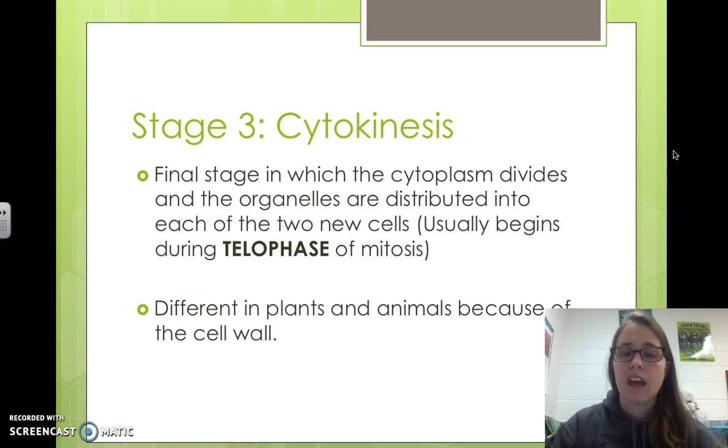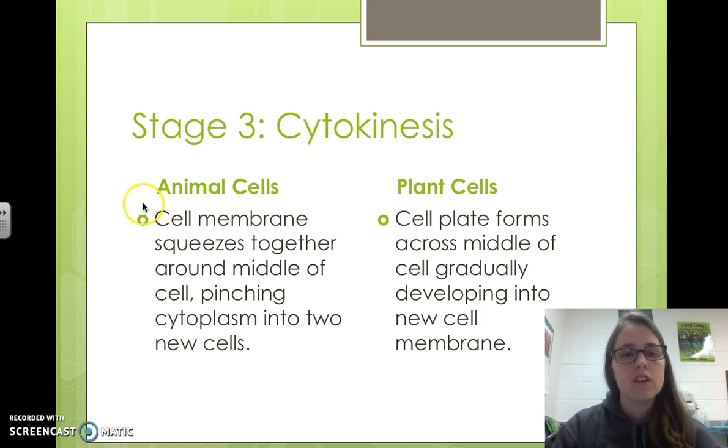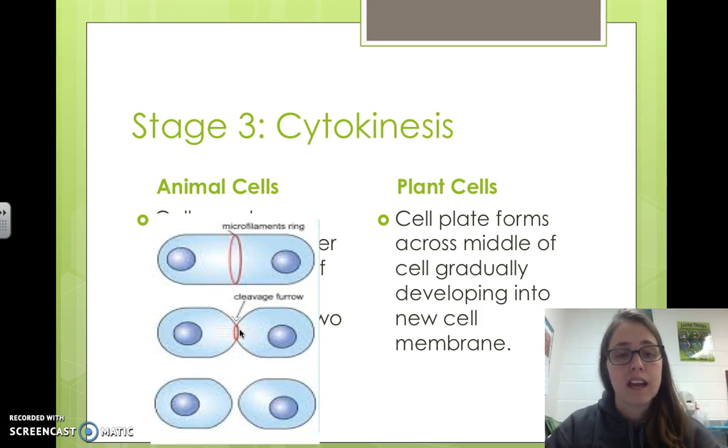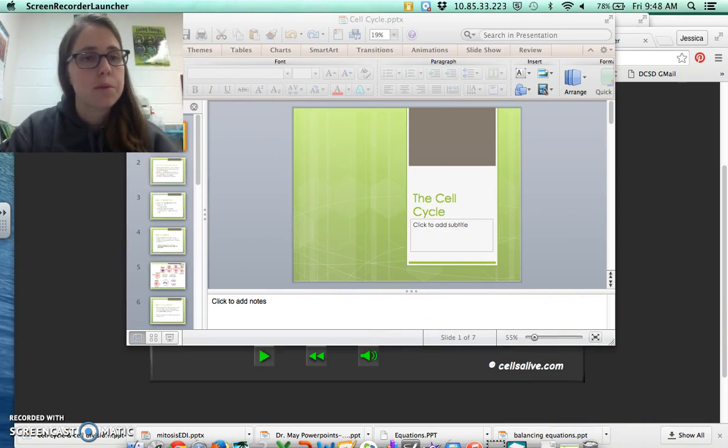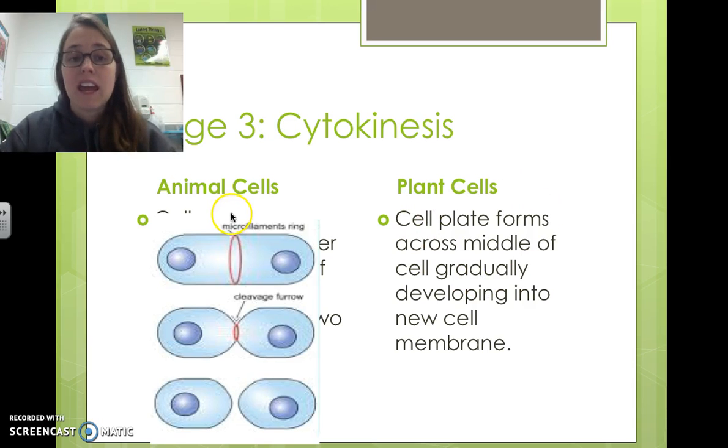Okay? It is different in plants and animals because of the cell wall. In animal cells, the cell membrane squeezes together around the middle of the cell, pinching the cytoplasm into two new cells. Here we have our new nuclei, each with one copy of DNA. Then we have our ring that goes around the center. It's kind of a microfilament or protein ring, and it starts to squeeze and squeeze, and eventually pinches these into two separate cells. That's how it happens in animal cells.